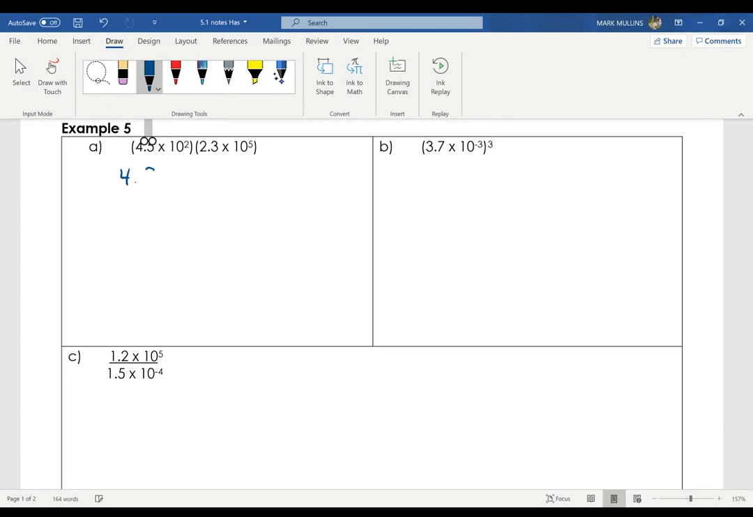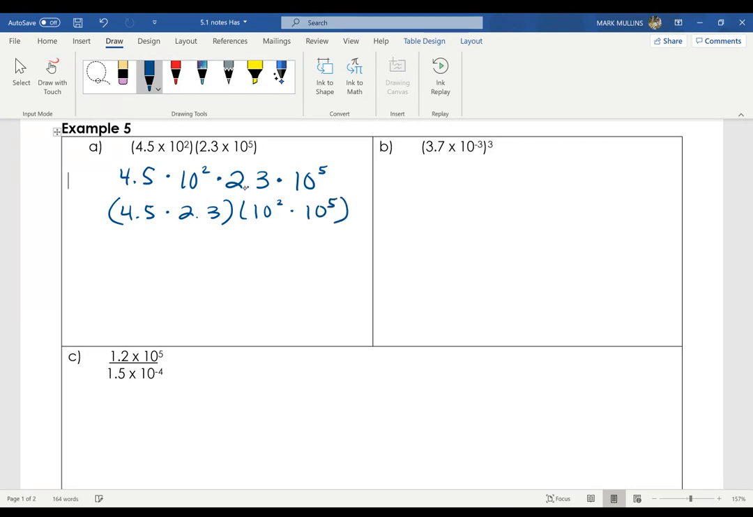And I would write this as 4.5 times 10 squared times 2.3 and then times 10 to the 5th. And this is not at all a necessary step, but I just find that it really helps students understand what I'm doing on this. So now that I've written it like this, most people agree we can multiply in whatever order we want. So I'm going to choose to multiply the 4.5 and the 2.3 first. And then I have this 10 squared times 10 to the 5th that I'm going to do.